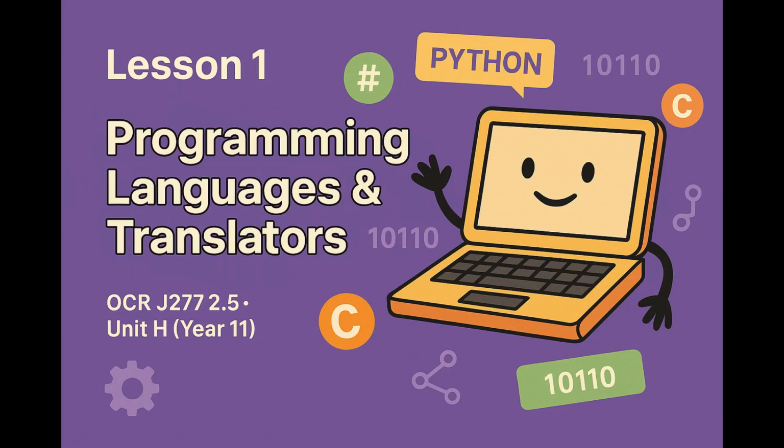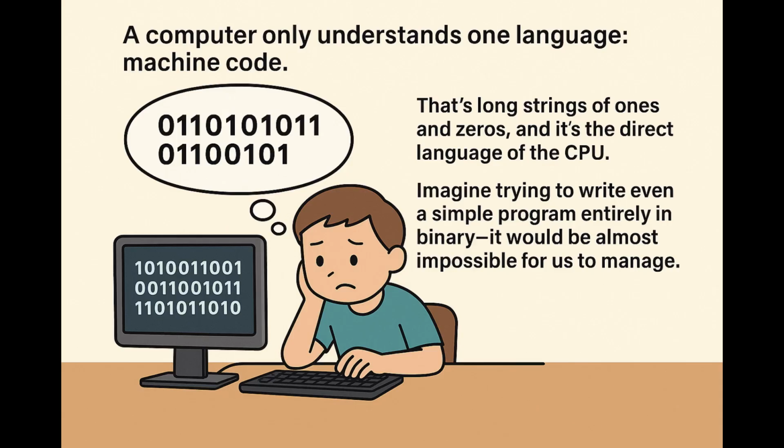Welcome to our lesson on programming languages and translators. In this session, we're going to explore how humans tell computers what to do. A computer only understands one language, machine code. That's long strings of ones and zeros, and it's the direct language of the CPU.